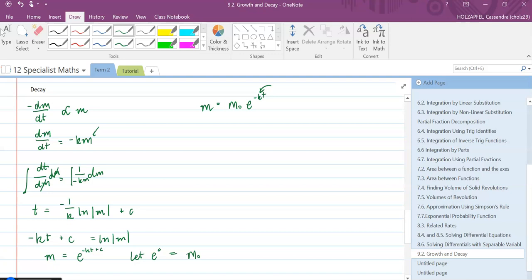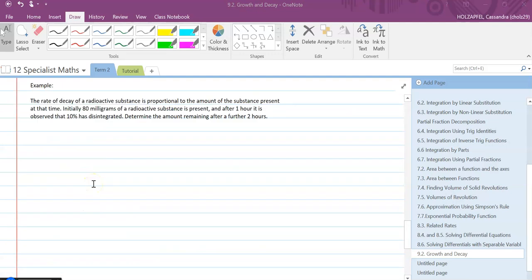So let's go ahead and do an example. The rate of decay of a radioactive substance is proportional to the amount of the substance present at that time. So again, this is one of those problems where the change in mass will be proportional to the amount that's left. And because this is decreasing, we know that k is going to be a negative value. So we can rearrange by swapping our derivatives, and we should also flip our other side as well if we're going to do that.